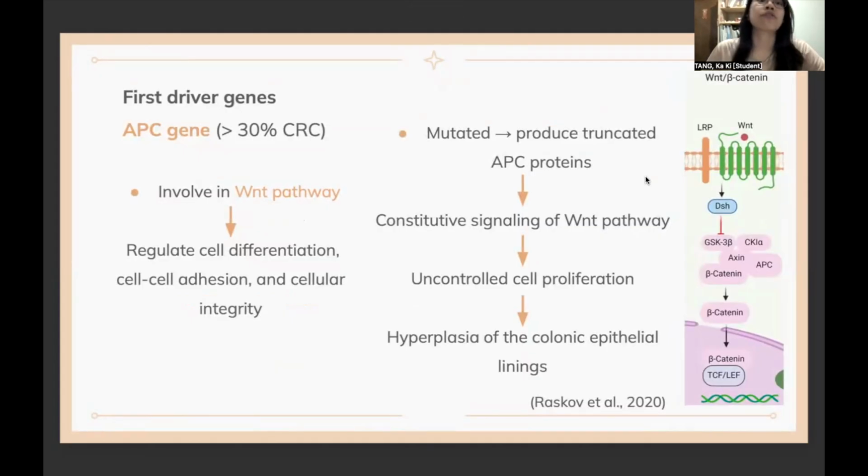First, let's talk about the first driver genes. The APC gene is the most prevalent driver gene at the early stage, which is found in more than 30% of colorectal cancer patients. It is normally involved in the WNT pathway to regulate cell proliferation, cell-cell adhesion, and cellular integrity. Mutation of the APC gene can produce truncated APC proteins and cause the constitutive signaling of the WNT pathway, and finally leads to the hyperplasia of the colonic epithelial linings.